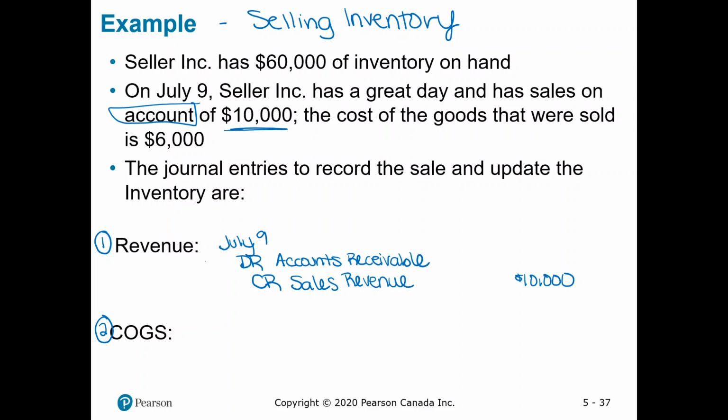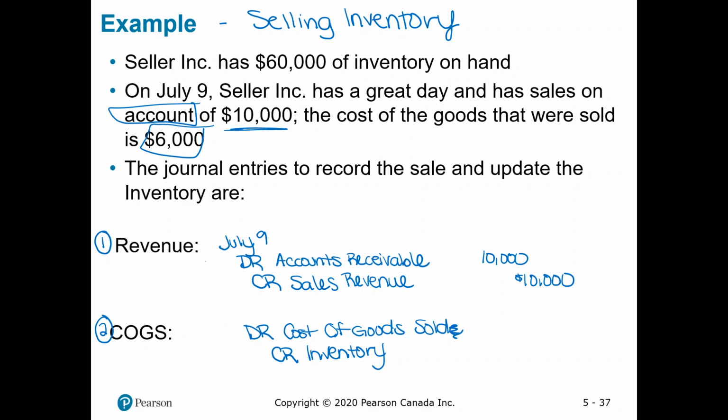The second part of this entry is now that we've sold this inventory, we need to move it out of inventory and into cost of goods sold. So cost of goods sold is an expense. To increase that, we will debit it. So we'll debit cost of goods sold, and we're moving it out of inventory, so we need to decrease the inventory account, so we will credit that. And the cost of the goods sold were $6,000, so that is the amount that goes in this second part of the entry.